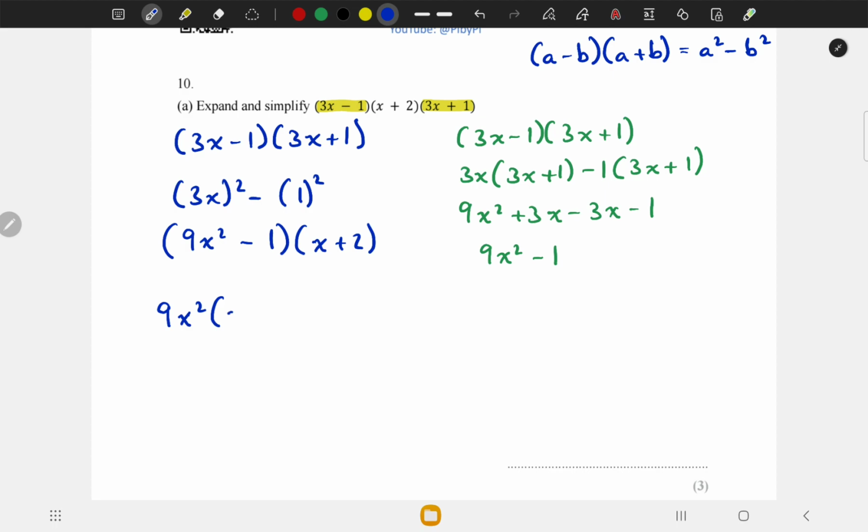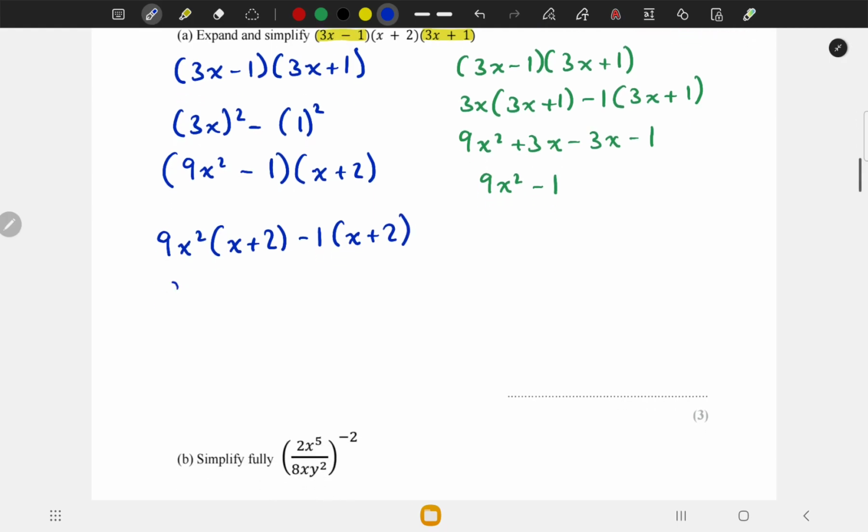So 9x squared, and then I'm going to expand x plus 2, and then I have a negative 1 and x plus 2 again. Alright, expanding this gives me 9x cubed plus 18x squared minus x minus 2. A common mistake students make is when expanding out, they forget that this negative 1 applies to the whole of the second bracket. So you're multiplying this one by negative 1 and you're multiplying this one by negative 1 as well. Then you check if there's any like terms, which there aren't in this case. That means we are done with this, and that is our answer.